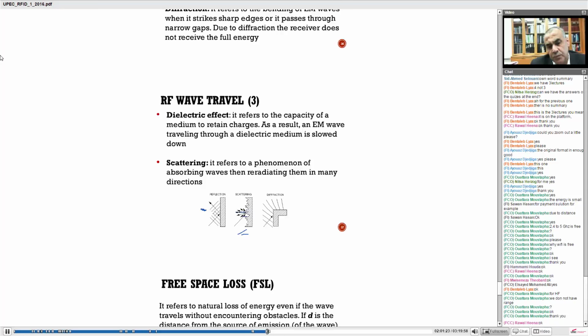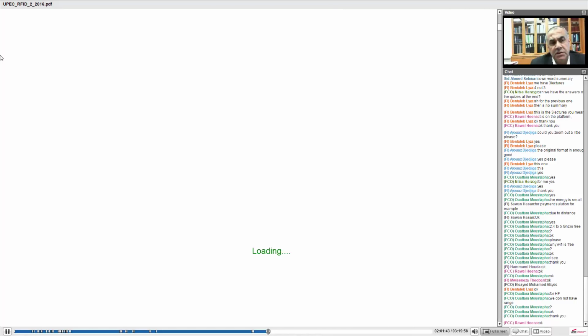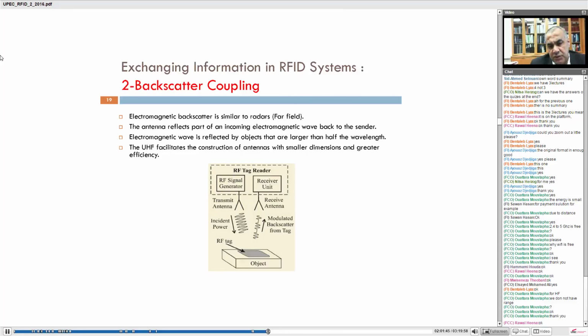If you have a pure reflection, it's not good, because you should be exactly here to receive. But in radars, you send and then you receive from everywhere. This is the word scattering. It is used in the communication of UHF and microwave RFID. It's a type of reflection, multiple reflections.